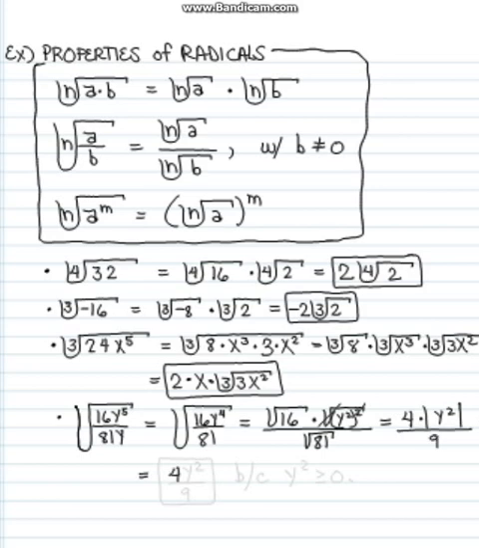Now, do we need those absolute value bars? No, because y squared is always going to be positive. It doesn't matter what y is. When you square that sucker, it's going to be positive. So we do not need the absolute value bars in our final answer. And that's because y squared is greater than or equal to 0.